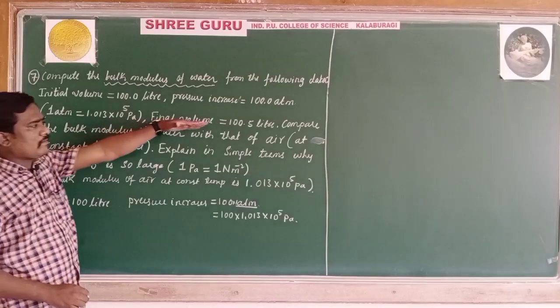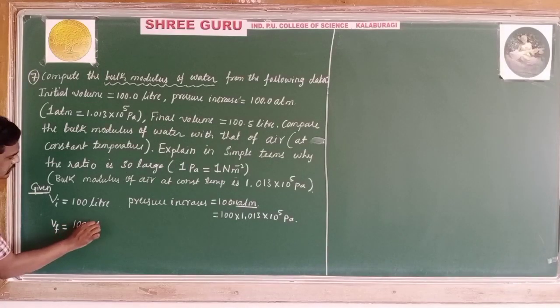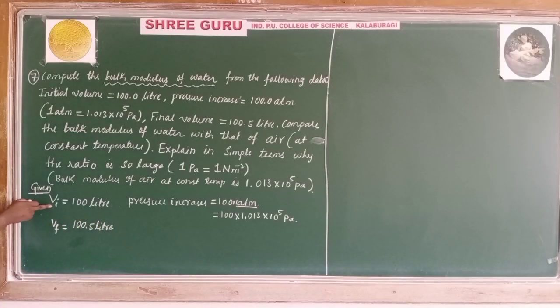And what is the final volume? That is how to convert liters to volume. Keep in your mind 1 liter is equal to 10 raised to minus 3 cubic meter, or keep it as it is. Final volume is equal to 100.5 liters. Initial volume is 100 liters and final volume is 100.5 liters.